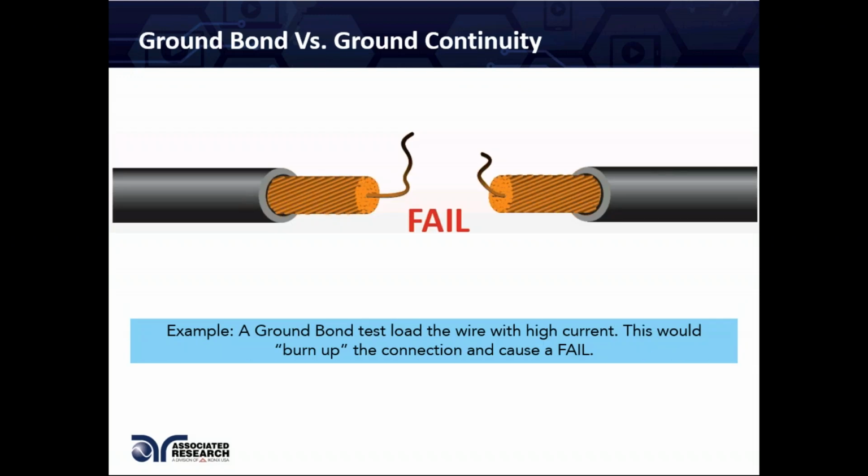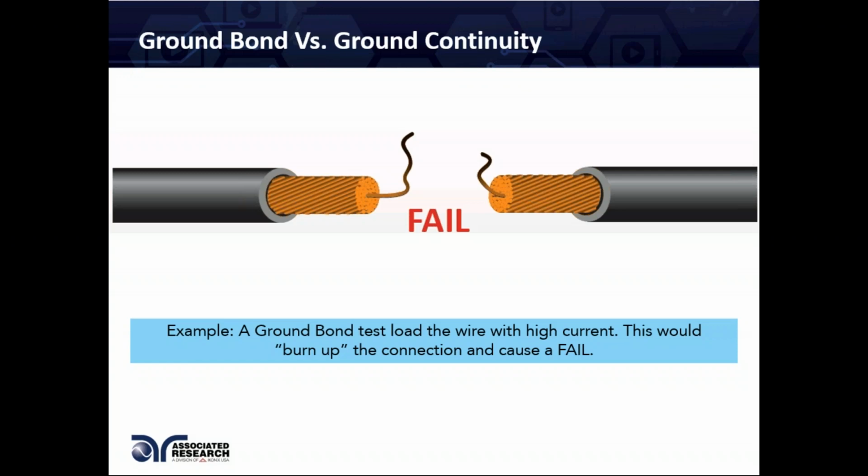Now, if you were to run a ground bond test with only one strand connected, this is what's going to happen. The one wire will most likely melt because it will not be able to withstand the higher current, the higher amperage passing through it for a given amount of time. So in this case, a ground bond test will result in a fail, and it'll give us a good indication.